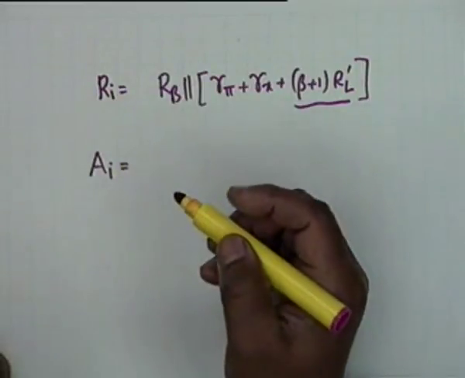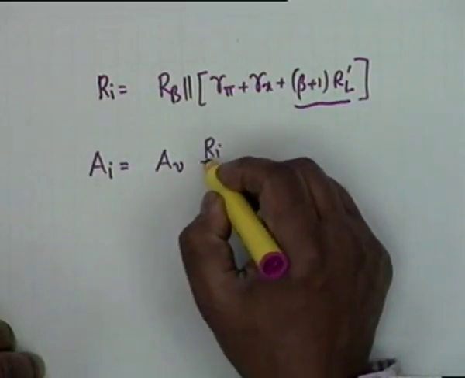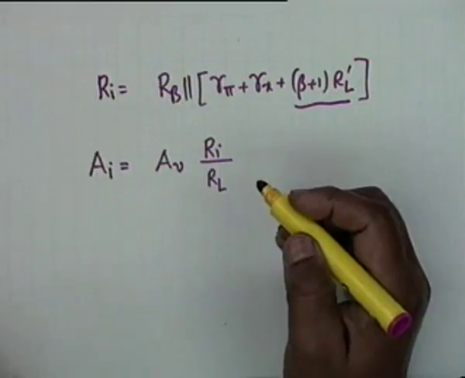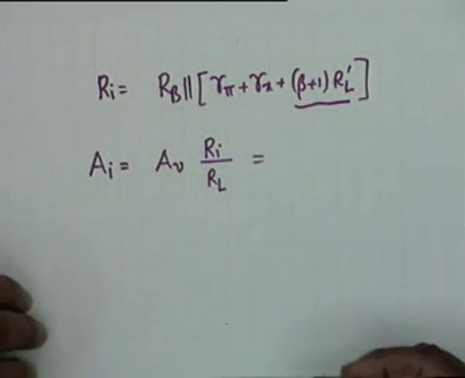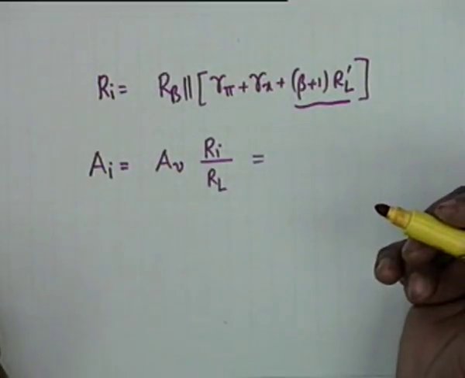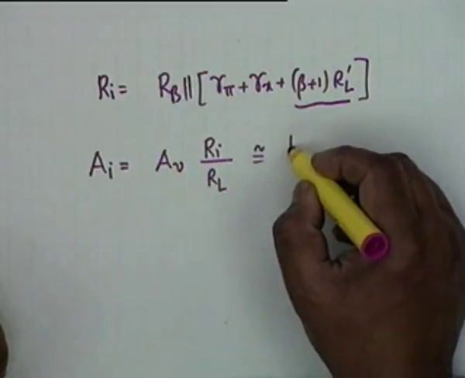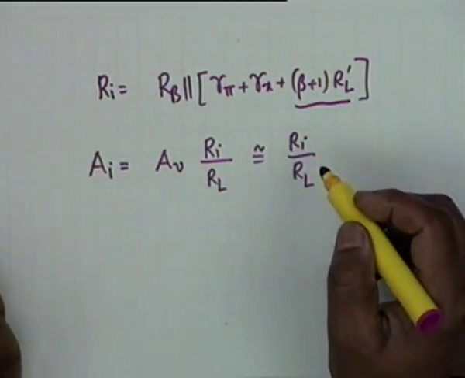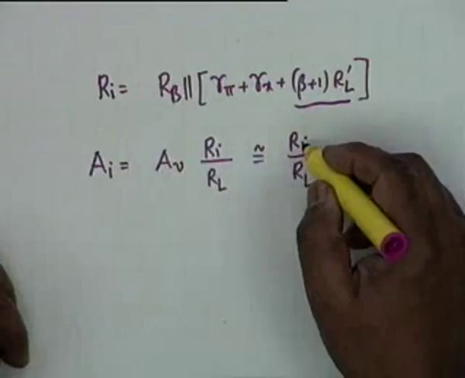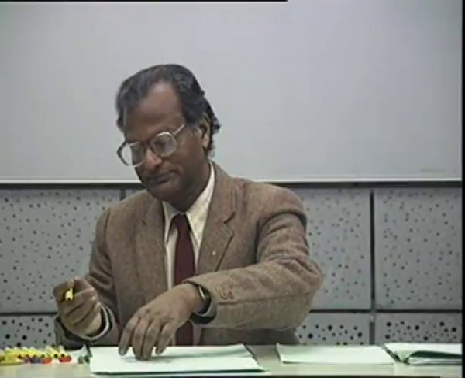Now A sub I, we lost I0, but not from our mind. A sub I is AV times RI divided by RL. And it can be calculated. We know the expression for AV. AV is approximately 1. So this would be simply RI divided by RL. Can it be greater than 1? Yes, sir. AV is approximately 1, so this is approximately RI by RL. That means it must be greater than 1, because RI is very large compared to RL. Okay, it's much greater than 1. So you can get current gain. You can get power gain also.